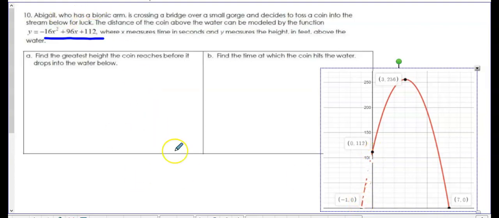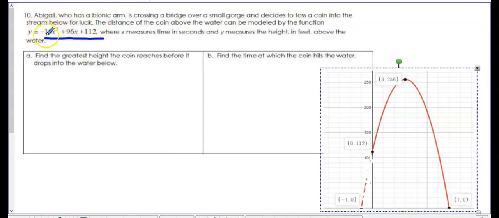Okay, so Abigail has a bionic arm. She's crossing a bridge over a small gorge, so she's up higher than ground level. Decides to toss a coin into the stream below for luck. It says she has a bionic arm because a bionic arm, of course, can throw a lot farther and a lot higher. So this is the equation up here at the top.